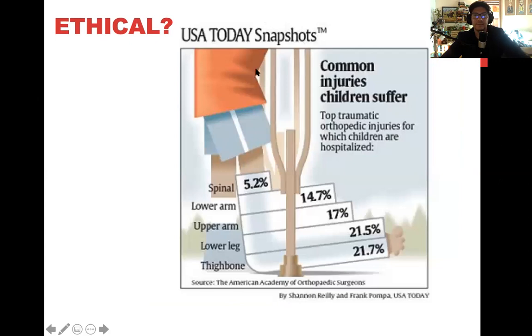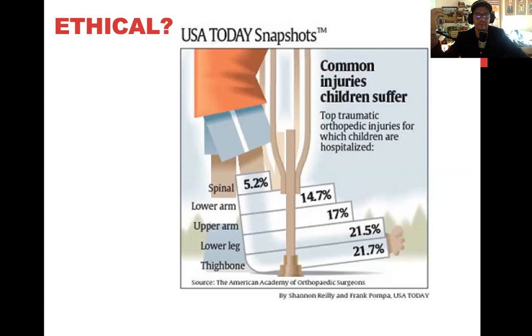This one right here, we have USA Today snapshots. Now, if we look at this, the first thing we see is common injuries children suffer, okay? And when you're creating a graphic, you have to find a way to manipulate your reader's eye in the way that you want it manipulated to see the information you want to see, because we have to be able to see the right things in the right ways.